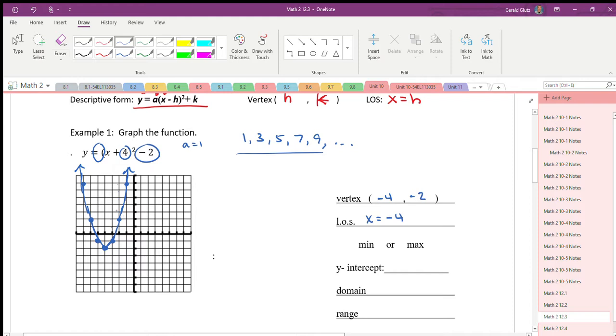Does this graph have a minimum or a maximum? Does it have a bottom or does it have a top? Well, it goes up forever, so it can't have a top, so it has a bottom or a minimum.